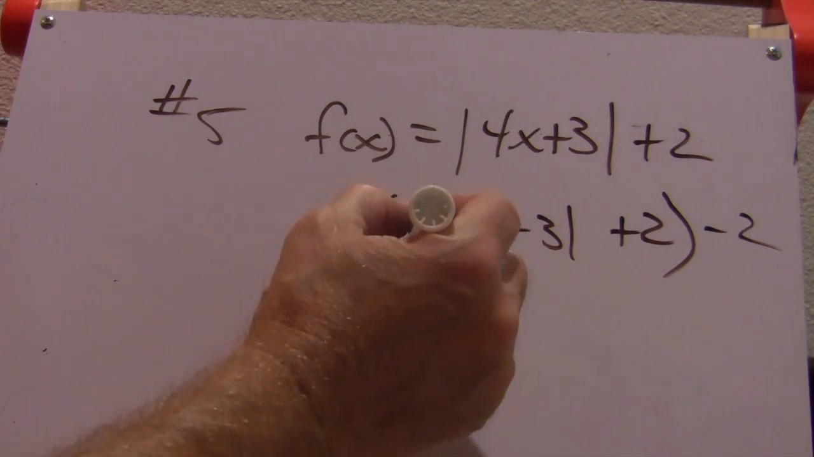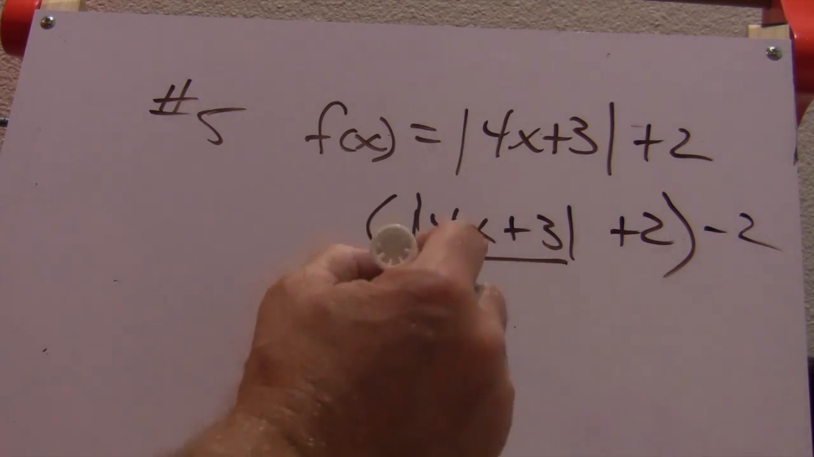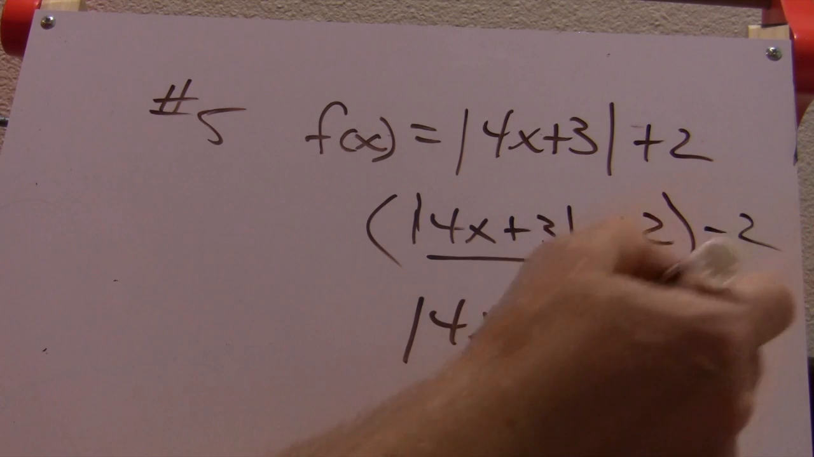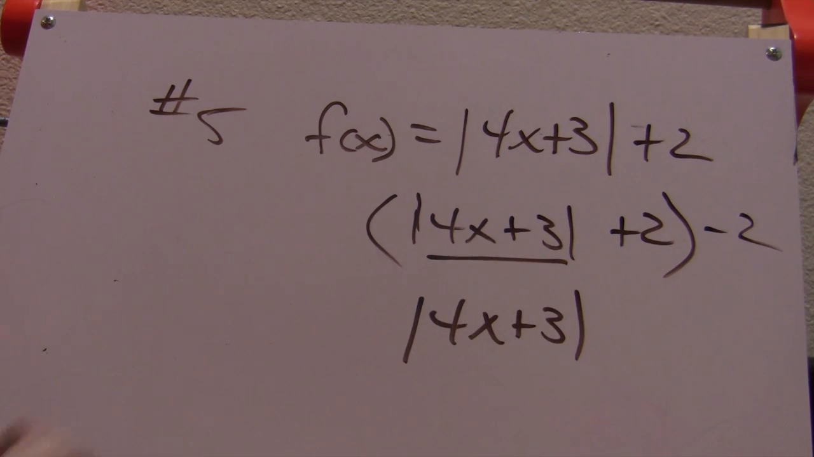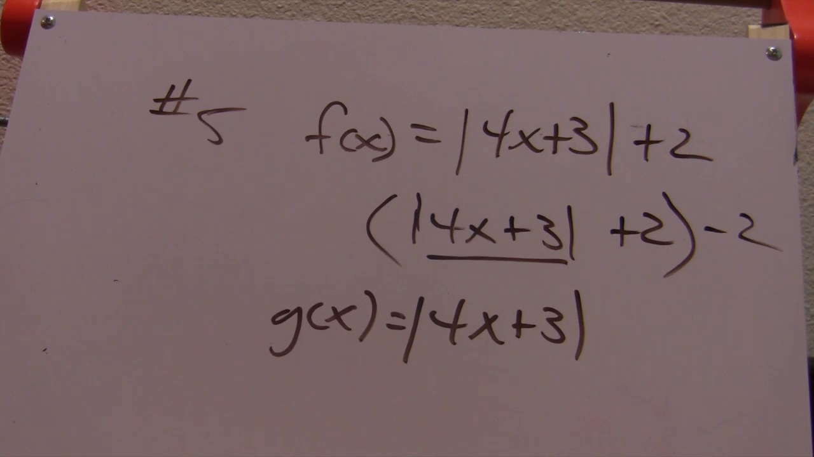Now remember, you can't do anything to what's inside the absolute value until you know what x is, so that's going to stay the same. And 2 minus 2 is 0, and so I'm done. My g of x would equal the absolute value of 4x plus 3.